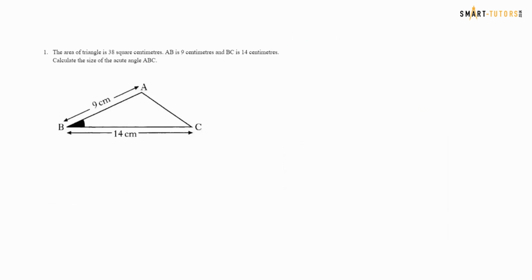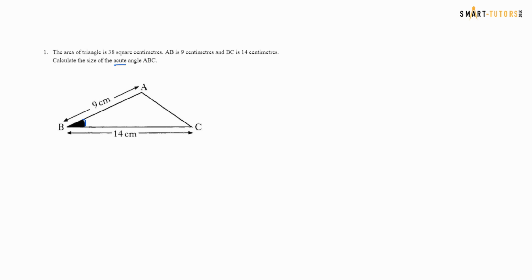Let's look at some exam style questions. Question number 1. The area of the triangle is 38 centimeters squared. AB is 9 centimeters, BC is 14 centimeters. Calculate the size of the acute angle ABC. Acute means less than 90. So they are basically asking for this angle, right?